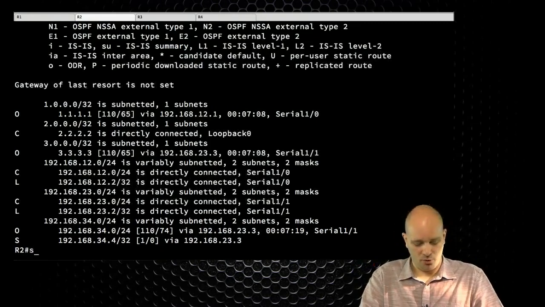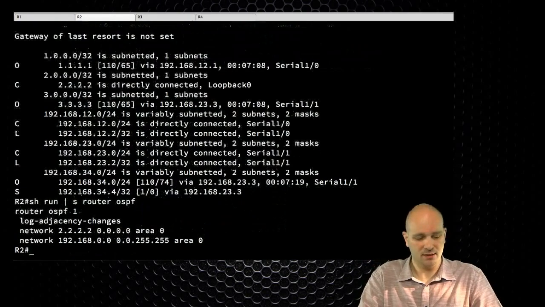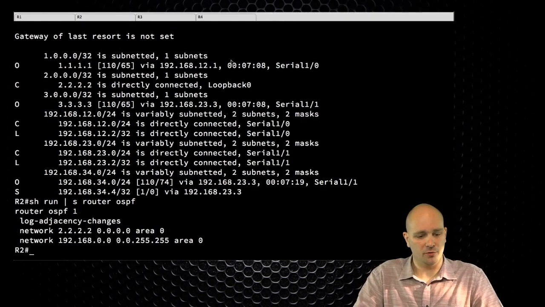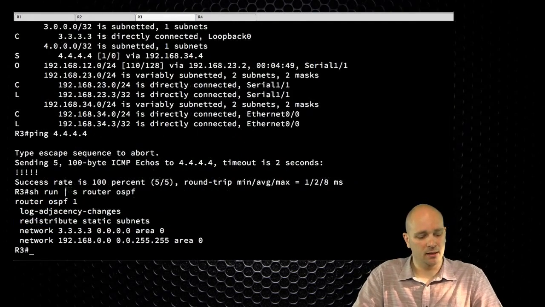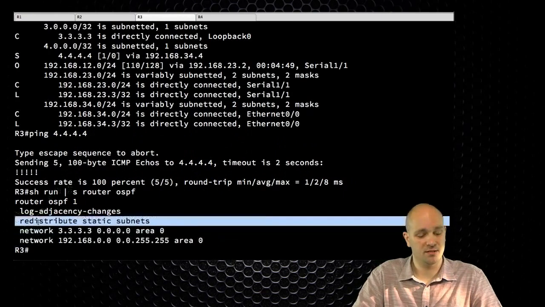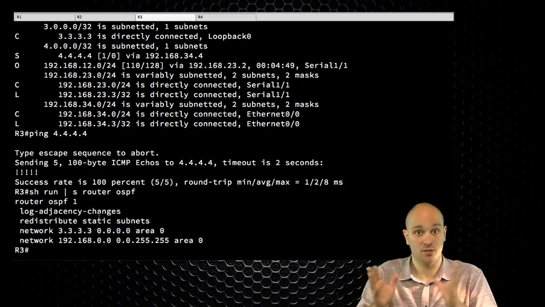What is configured for OSPF on R2? Well, as you can see, it's basically just the network statement, nothing more than a network statement. What is configured on R3? So let's take a look at that. Well, as you can see, it's router OSPF, 2 network statements, and redistribute static subnets to get that one static route into the OSPF.